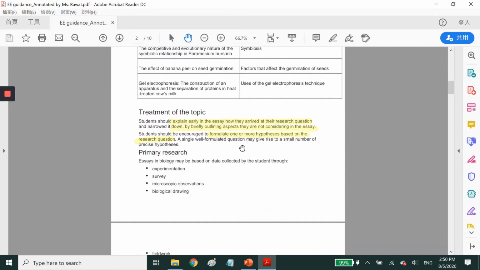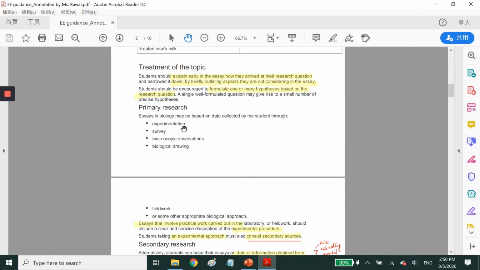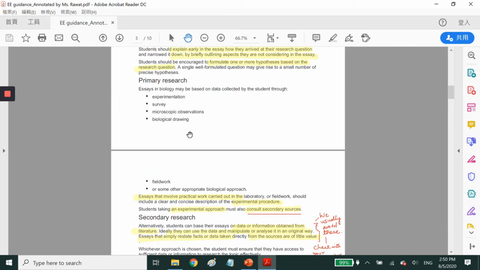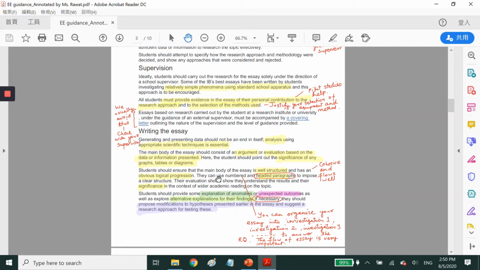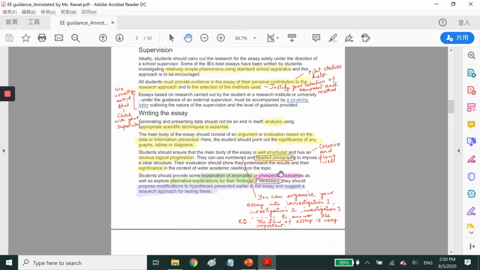Example topics, okay. Treatment of the topics. Primary research is based on your experimental data. A survey is also regarded as a form of primary research. And secondary research is from the publications that you use. Supervised revisions, okay, how you write the essay.